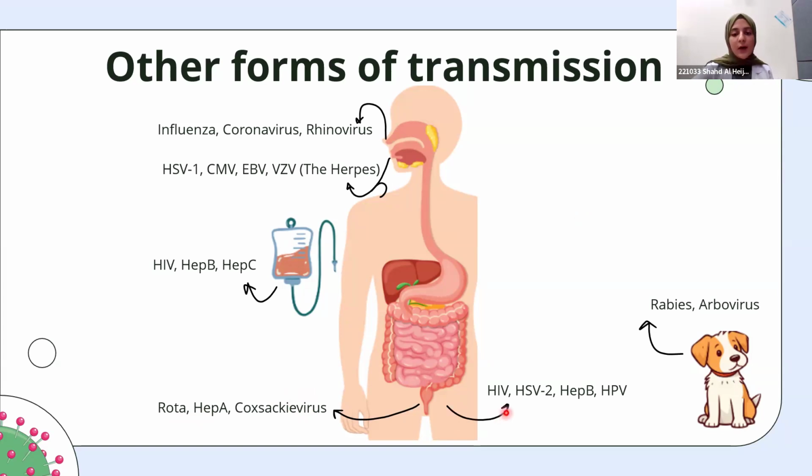Now, you also have sexual transmission, which is HIV, HSV2, herpes simplex virus 2, hepatitis B, and HPV, human papillomavirus. Those can be transmitted through sexual intercourse. Finally, you have rabies and arbovirus, which are zoonotic infections. We said zoonotic can jump from species to species. Here we have animals. Rabies can be from rabid animals, dogs, dog bites, and so on. Arbovirus is through mosquitoes. So insects, arthropods, mosquitoes can cause arbovirus infection. Those are different forms of transmission, plus the congenital ones we mentioned before.